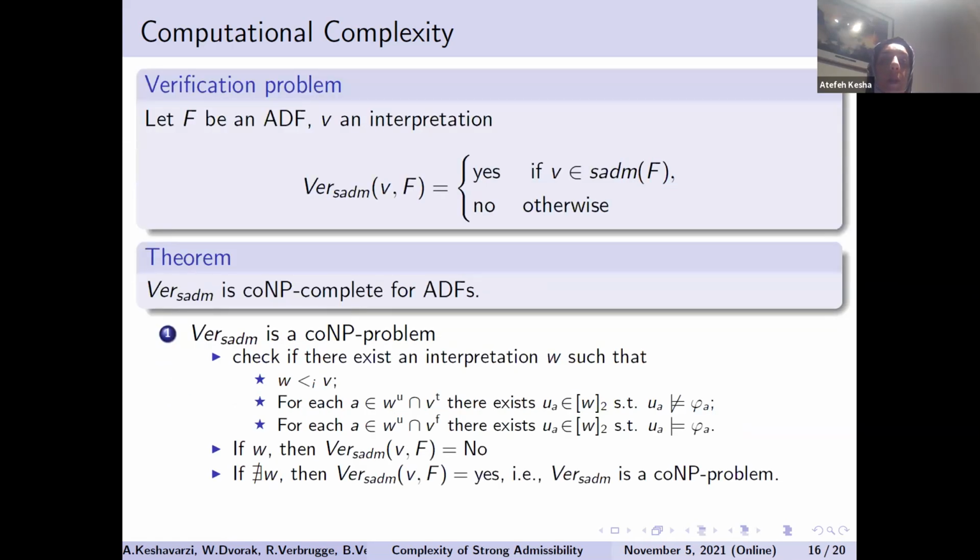Another decision problem that we introduce is the verification problem. As usual, we have an ADF and an interpretation. We want to check whether this interpretation is strongly admissible in this ADF or not. We proved that this decision problem is co-NP complete for ADFs. We show that this problem is in co-NP, and we show that it is co-NP hard.